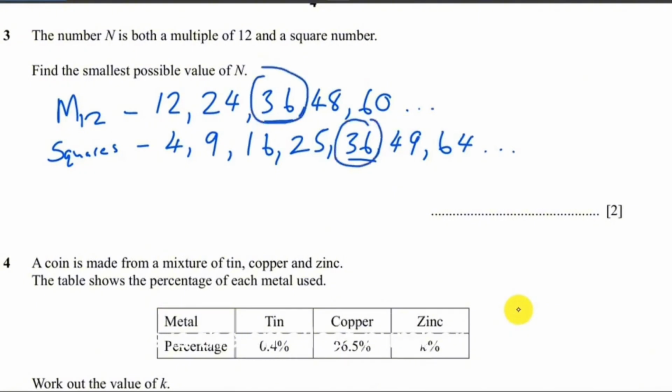So this is the smallest number. Of course, there are other numbers. All subsequent multiples of this number which are also squares are also true, but this is the smallest one. So don't forget to write your answer in the allocated space, 36.